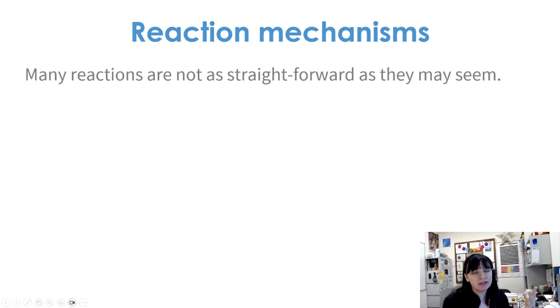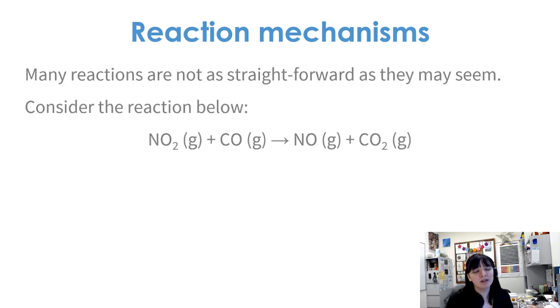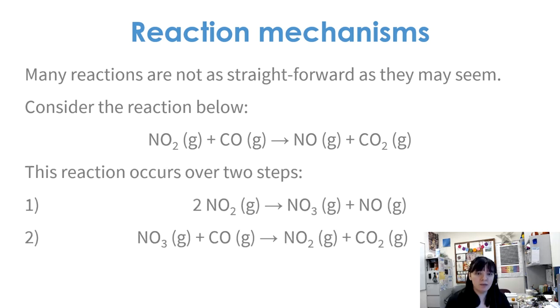So the idea behind this is that a lot of reactions, while we may simply show them as reactants turning into products, are not actually as simple as that. For instance, we can consider this reaction here of nitrogen dioxide reacting with carbon monoxide to produce nitrogen monoxide and carbon dioxide. Now this reaction, while I have it written out as simple reactants turning into products, actually takes place in two steps.